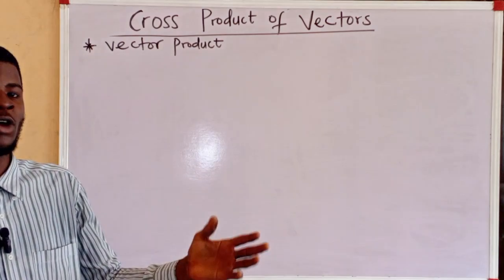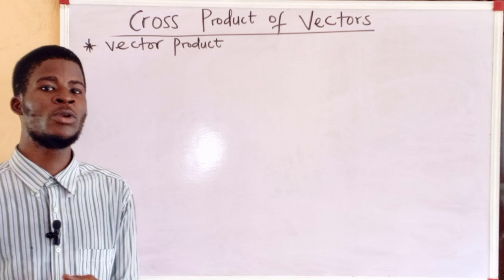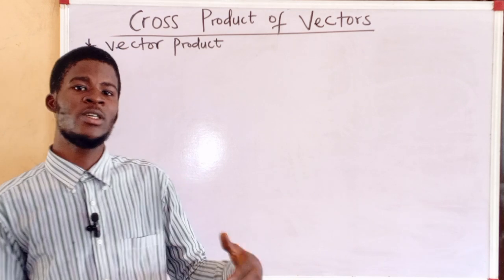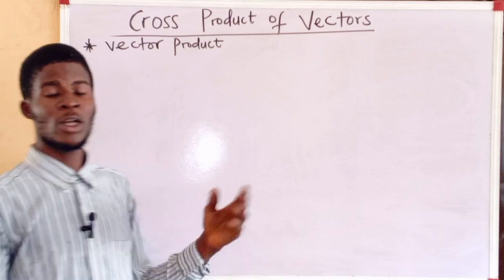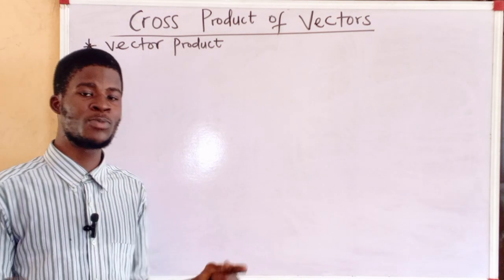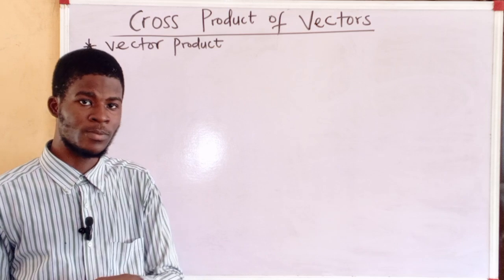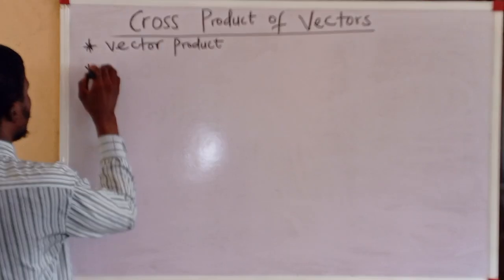Remember, under dot product, we said that the scalar product or the dot product of two vectors will result in a scalar. That's a numerical value. But for vector product, when we multiply two vectors together using cross product, we are going to obtain another vector. So it is either we say cross product or vector product.